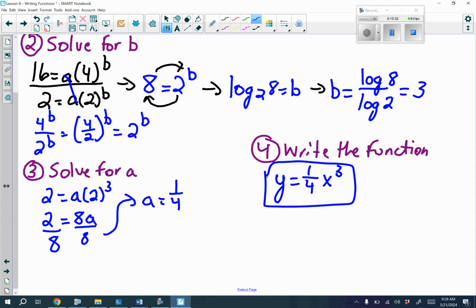Okay, so that is the end of part 1 of the lesson 9 notes, writing exponential and power functions. Make sure you watch the second part of the lesson 9 notes.